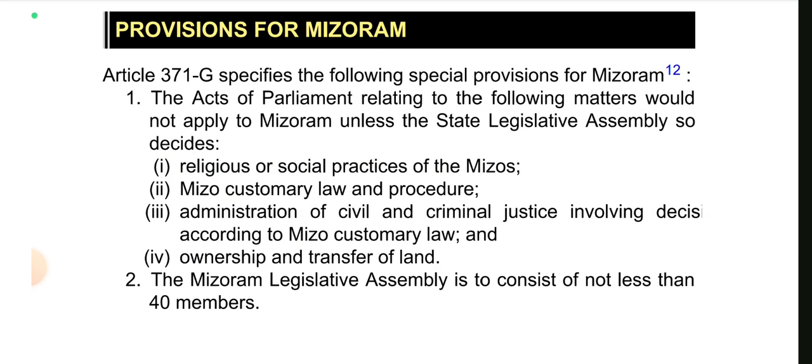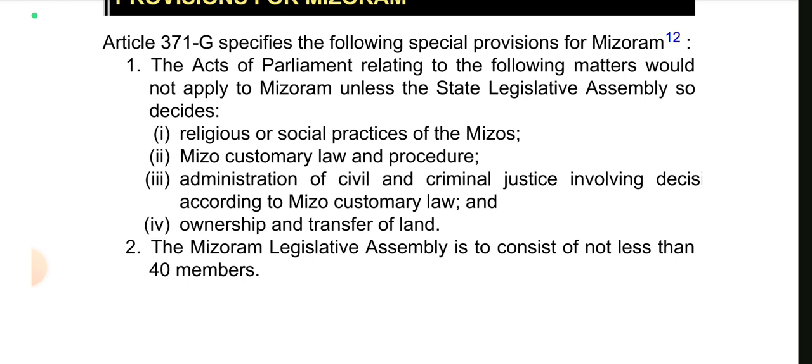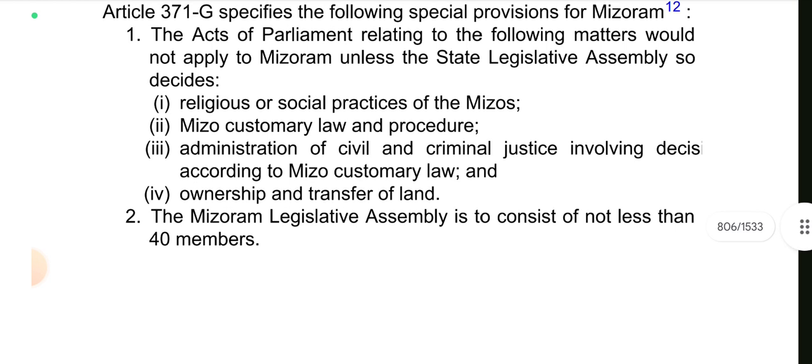Article 371G specifies the following special provisions for Mizoram. The acts of Parliament relating to the following matters should not be applied to Mizoram unless the state legislative assembly so decides: religious or social practices of the Mizos, Mizo customary law and procedure, administration of civil and criminal justice involving decision according to Mizo customary law, and ownership and transfer of land. The Mizoram legislative assembly is to consist of not less than 40 members.